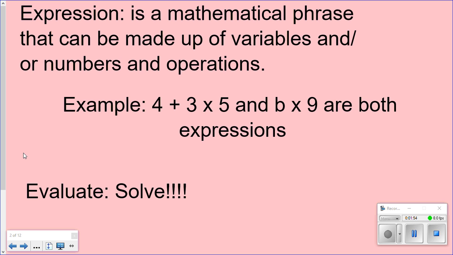Does anybody remember what a variable is? What's a variable, Brooklyn? It's the letter. Yep. A lot of times they put a letter in there if we don't know what the number is. You don't have to be scared of it, because today they're going to tell us what the letters mean, and we're just going to have to put something in and solve.